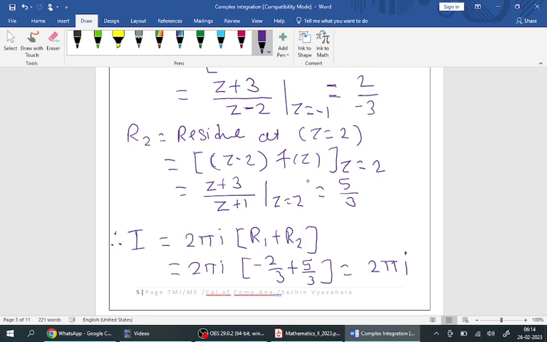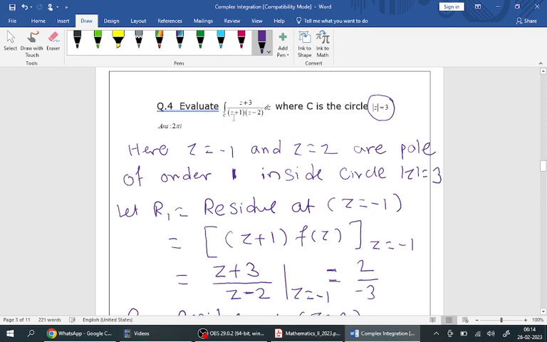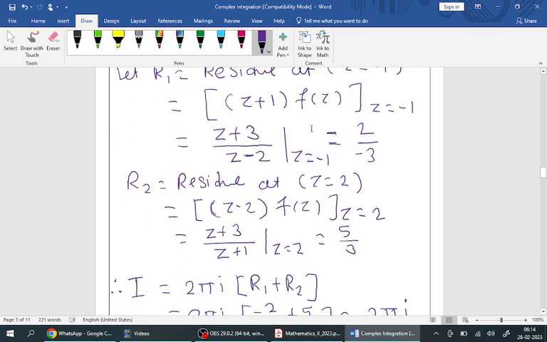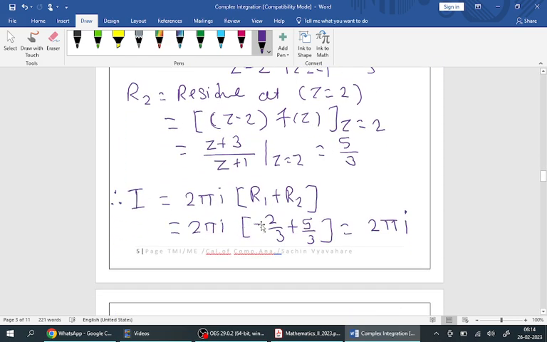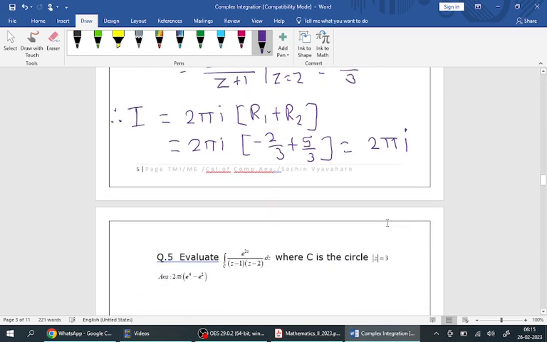We have two different poles in this question, z equal to -1 and z equal to 2. Both are inside the circle. So whenever poles are inside the circle, we should calculate the residue for them and add them. So 2 pi i into the sum of residues gives us the final answer. So 2 pi i will be the answer for this question number 4. We come to the next here.